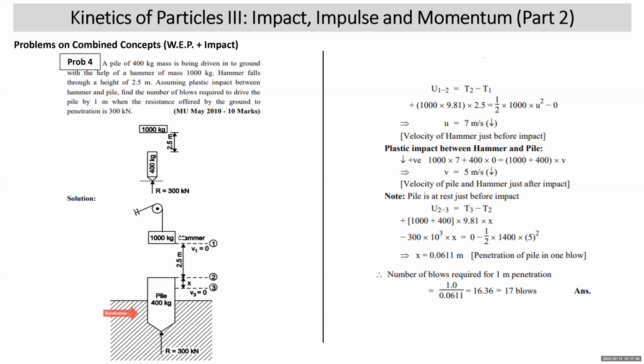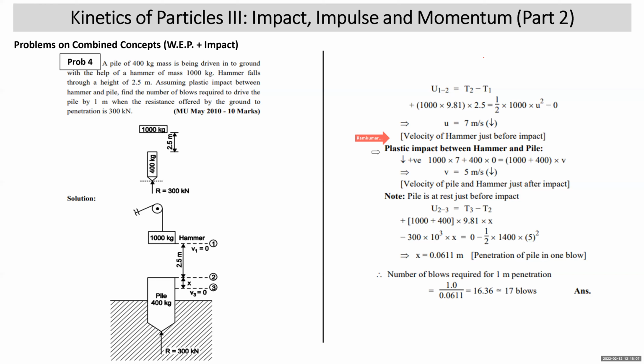Now I'll have to apply work energy principle from 1 to 2. 1 is the position when the hammer starts falling from zero velocity. In position 2, we'll get the velocity of the hammer with which it hits the pile which is at rest. So now U12 is equal to T2 minus T1. 1000 into 9.81, the weight of the hammer, into 2.5 is equal to change in kinetic energy, half into 1000 into U square minus 0. It starts from rest, in position 1 velocity is 0. U is the velocity of the hammer in position 2, which is 7 meter per second. This is the velocity of the hammer just before impact.